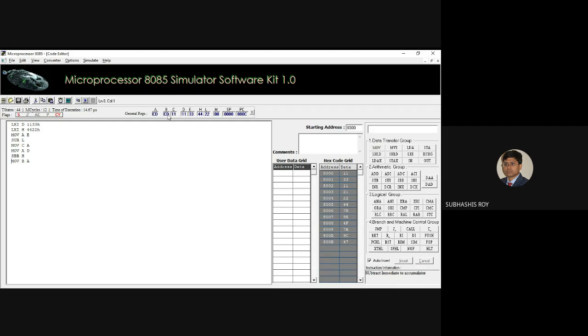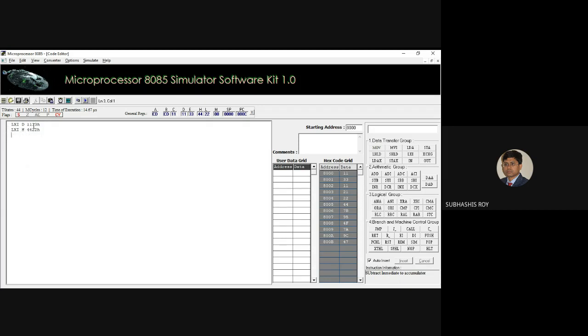So that is all about this. Now you can also apply the SUI and SBI instructions. Instead of getting the second data directly, you can give that second data using this instruction. And INR and INX are the instructions which are used to increase or decrease the register pair.